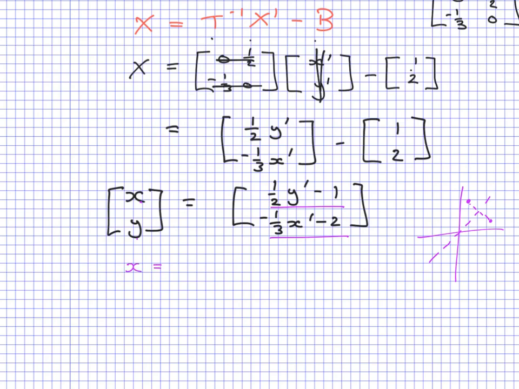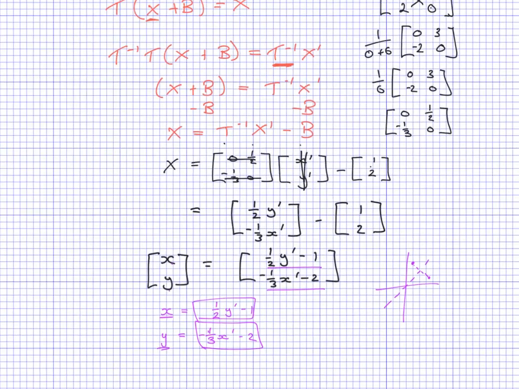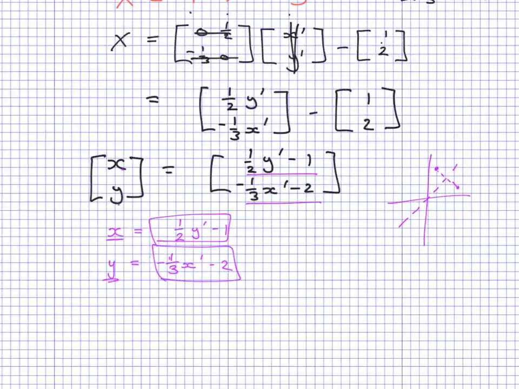So for this one, I've got x equals 1/2 y image minus 1, and I've got y equals minus 1/3 x image minus 2. And then it's just a matter of substituting this and this into these positions in the original equation, which was 2x plus 5. So I've got y equals 2x plus 5. Where it says y equals, I now put what I found out, so y equals 2 times 1/2 y image minus 1 plus 5.